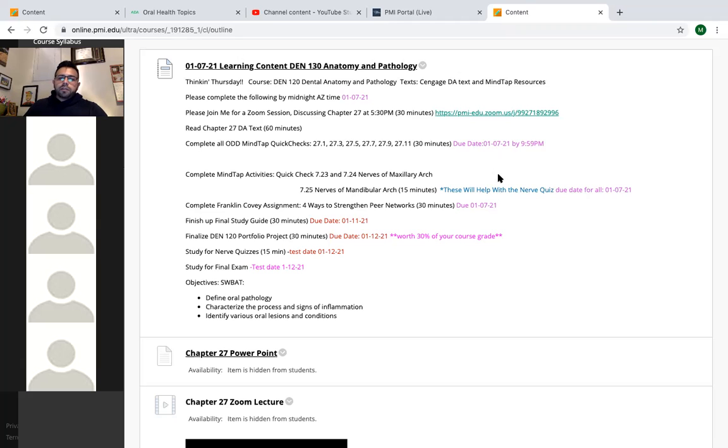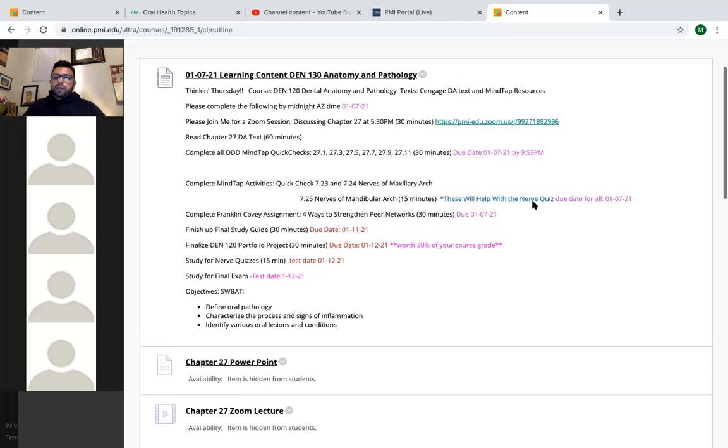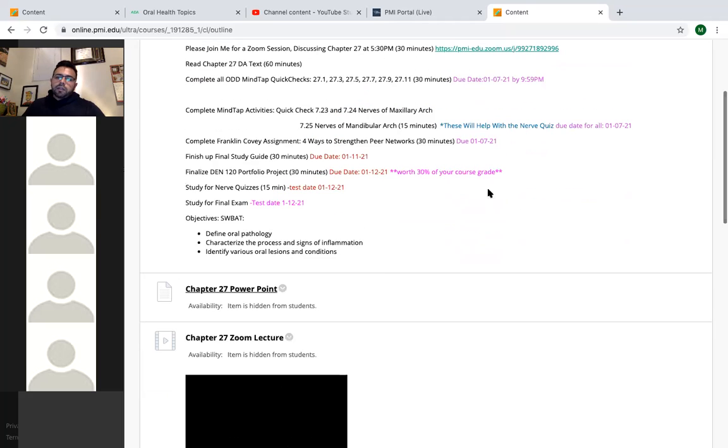I also want you to do the following MindTap activities. These are in chapter 7, 7.23 and 7.24. Those are the nerves of the maxillary arch. And then 7.25 is just some information on the nerves of the mandibular arch. So these will help you with the nerve quiz that's going to be due for everybody by the end of today.